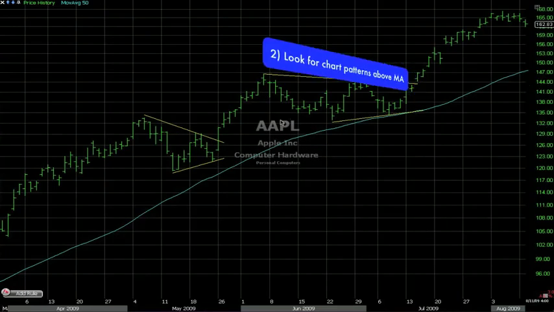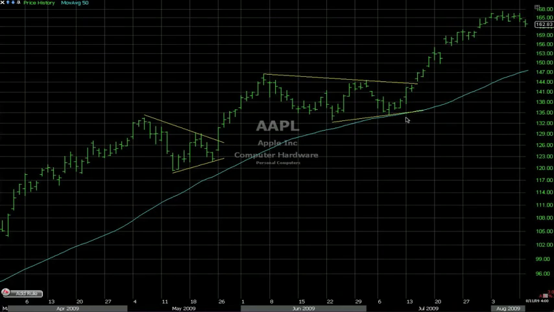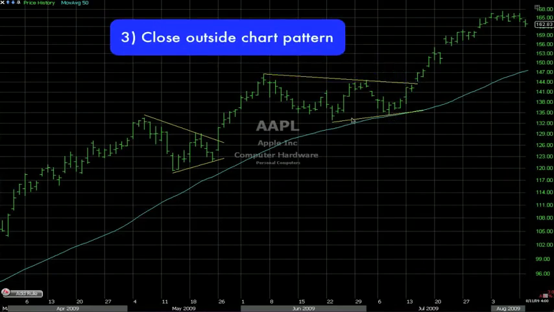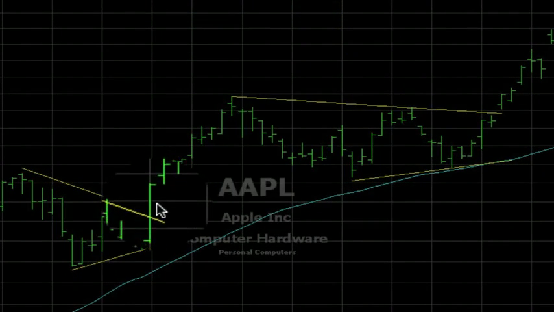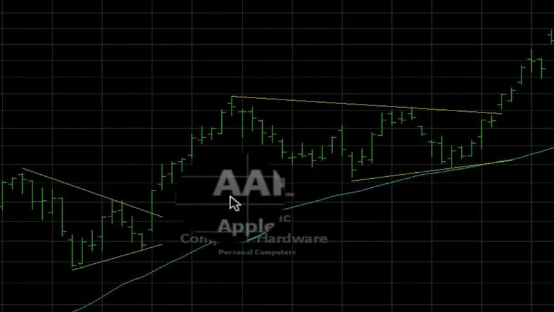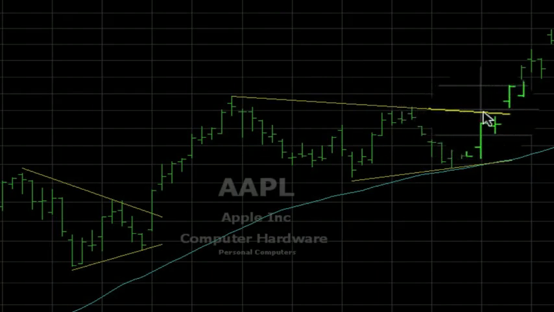Second, I look for patterns which occur above the MA. This tells me the trend is strong, since the consolidation all happens above the MA. And third, my entry, which is a close outside the trend line on this triangle, and here is a close above the trend line in this triangle.